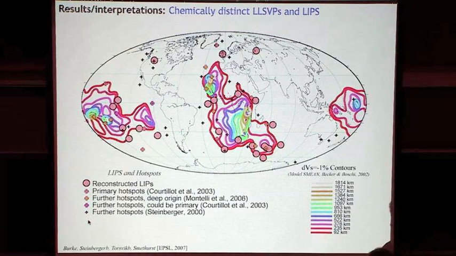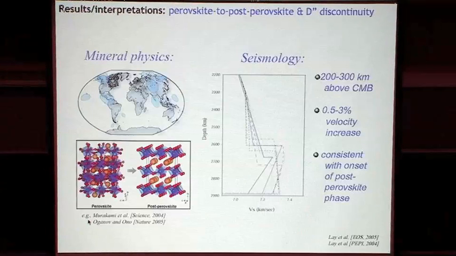I have about 4 slides left. I'm just going to breeze through them. Just say there's a lot of regions where seismology has found this reflection in D double prime. Now we're at the bottom few hundred kilometers of the mantle. This is consistent with the perovskite to post-perovskite phase transition.